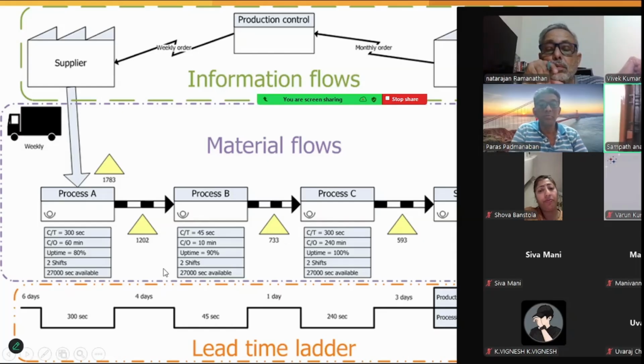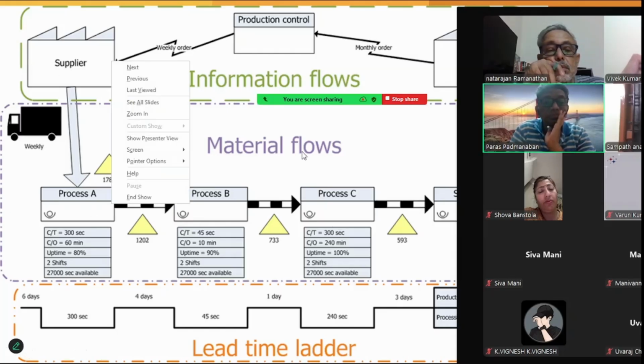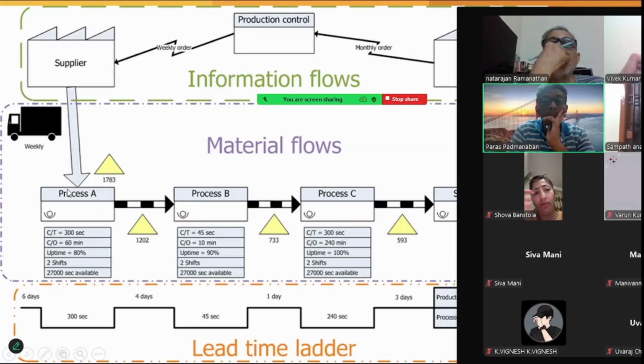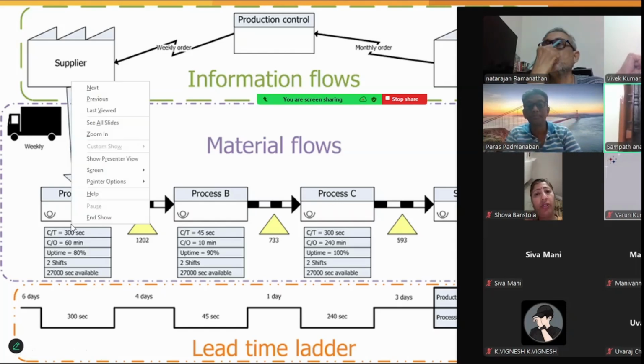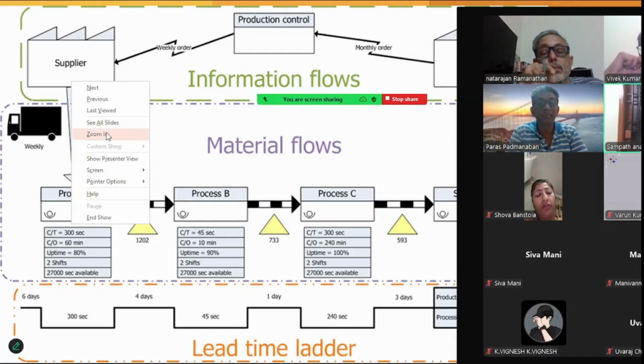No, sir. No? So I will zoom in. No problem. So this concept is clear to everyone. This is talking of information flow and this is talking of material flow. Let me zoom in. So first let us have a holistic view here. How many processes are there? Process A is there. Process B is there. Process C is there. Let us have a deep look at the data box of process A.